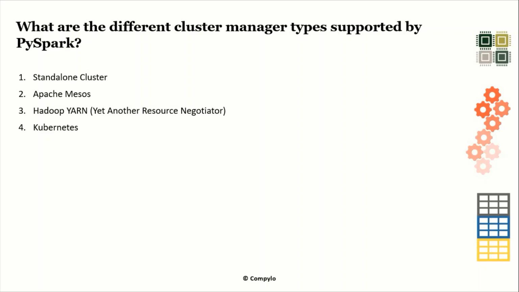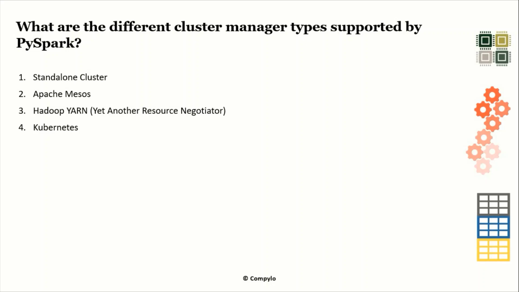Hadoop YARN, which means Yet Another Resource Negotiator, is the resource management layer of the Hadoop ecosystem. It allows multiple data processing engines, including Spark, to run and share resources on a Hadoop cluster. It supports dynamic allocation of resources based on demand and provides fine-grained scheduling and resource management. It also integrates well with other Hadoop components such as HDFS.